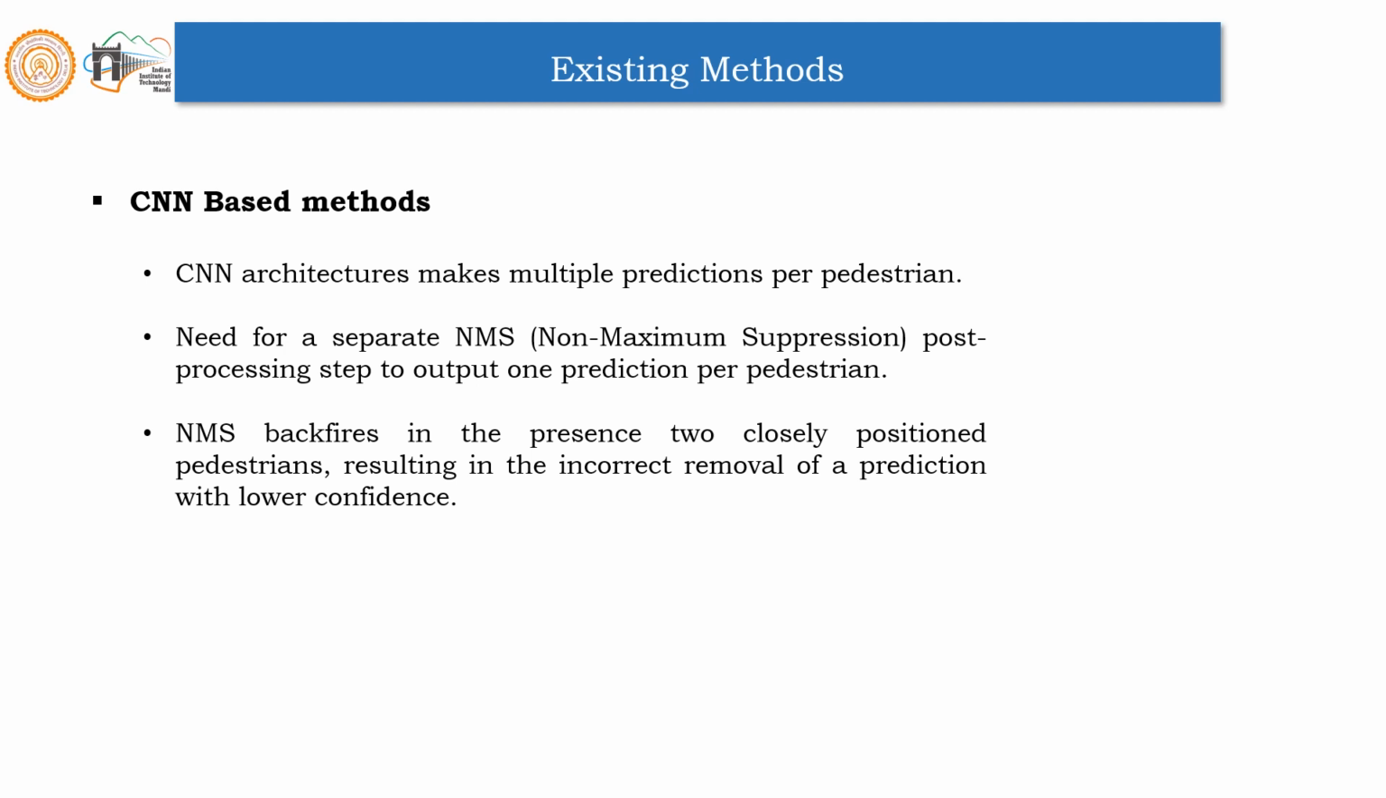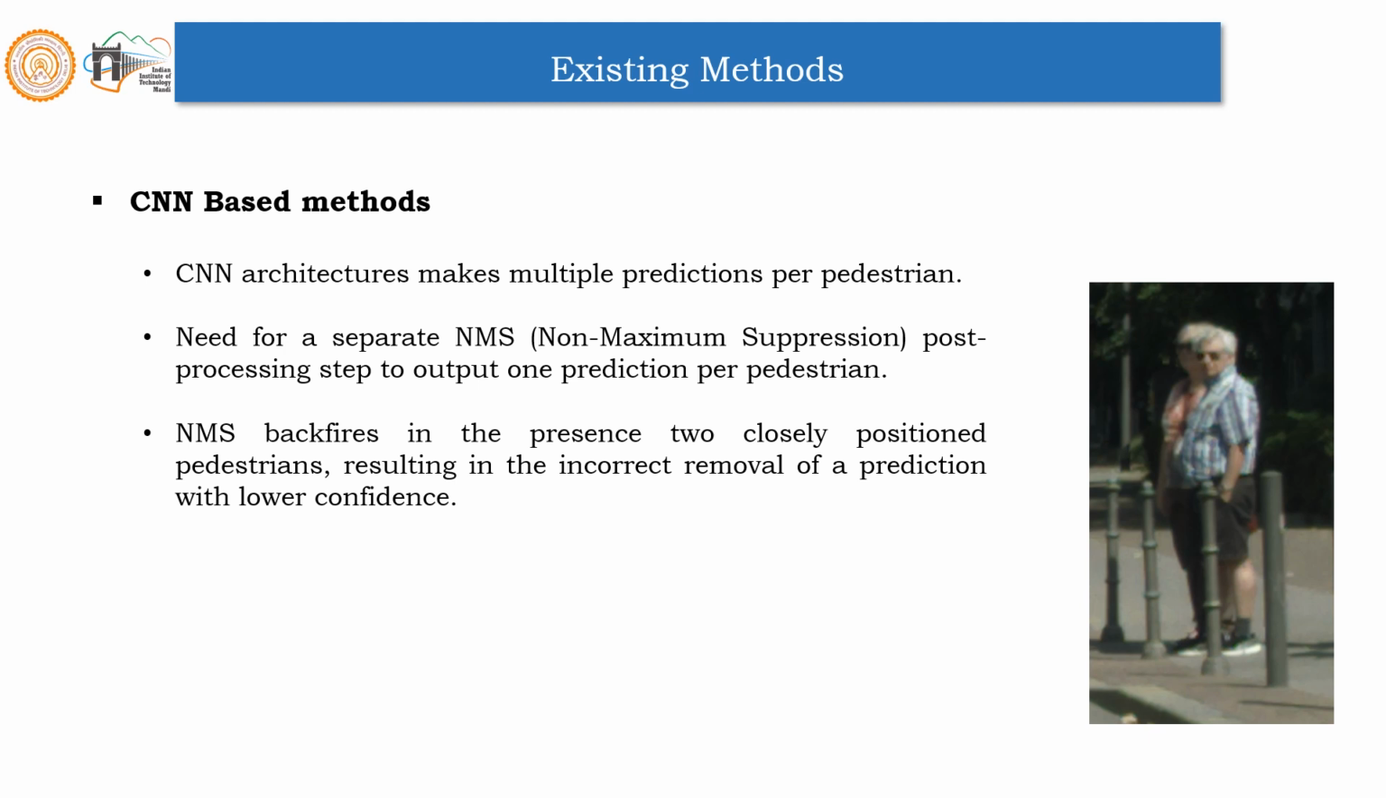Let us try to understand using an example. Imagine we have an image with two pedestrians very close by, and your network manages to make a prediction for both of them. But due to the NMS, since it uses the overlap information and these two bounding boxes have a very high overlap, it erroneously removes one of them.